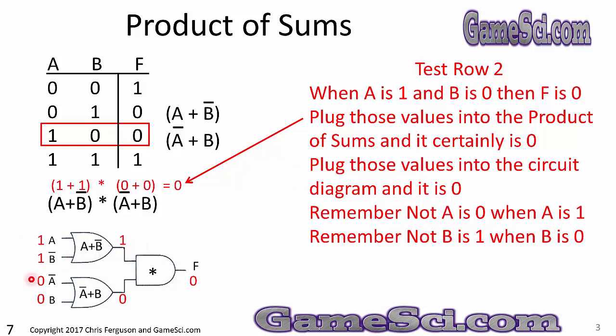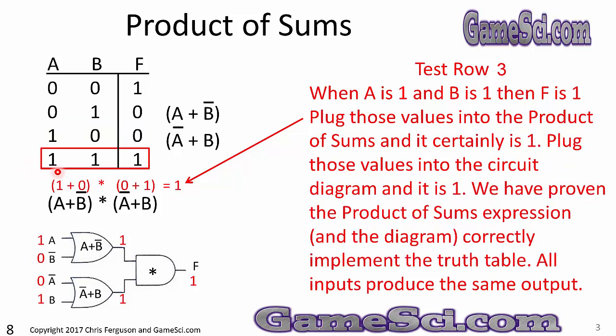But not A is 0 and B is 0, and that makes this OR gate 0, which makes this AND gate produce a 0. For this row of the truth table, both the product of sums and the circuit diagram output the same thing, 0.